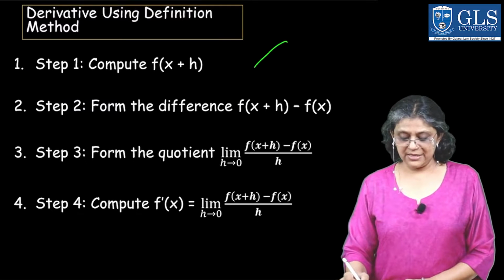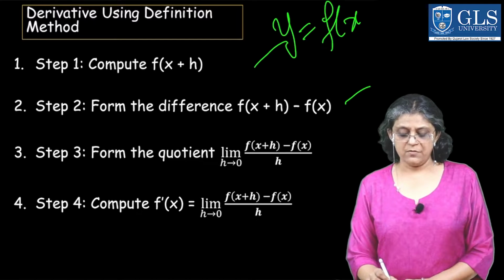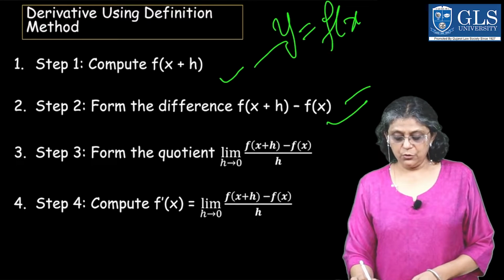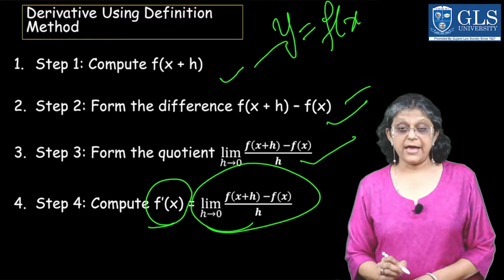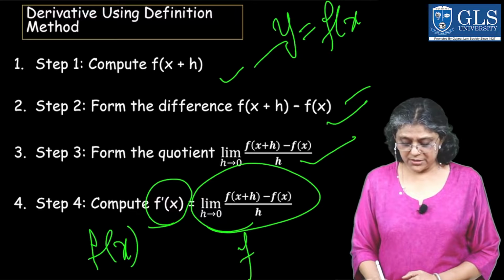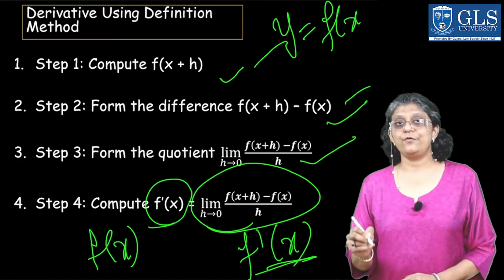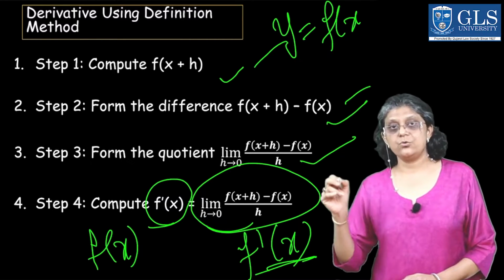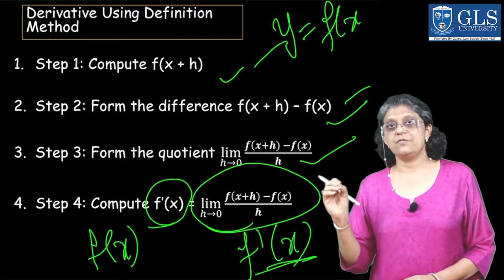So 4 points are there. First, for a given function y is equal to f(x), we compute f(x plus h), find the difference, and use the limit formula. The result that comes is called f dash x. See, first it was f of x, now it has turned into f dash x. So f dash x is the notation for the differentiation of a function with respect to x. With respect to x means that there is a change in the value of x.